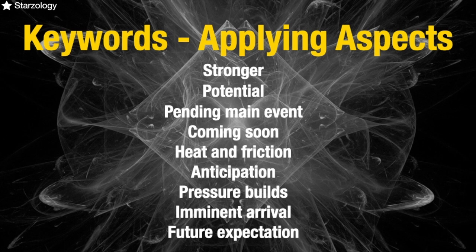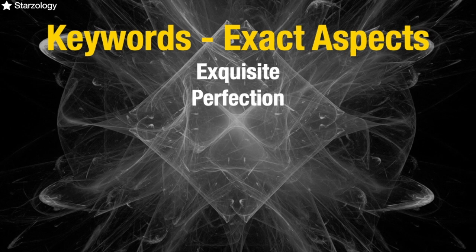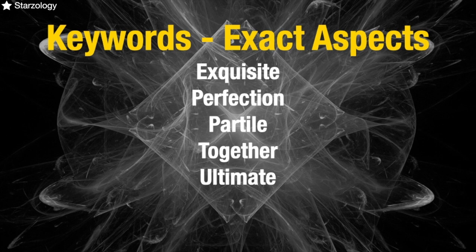and they are more dynamic than separating aspects because the aspect has yet to perfect its actual position. So some keywords for exact aspects, which are those that are 0 degrees, 0 minutes. They are exactly in orb. And to be honest, you virtually never come across these, but specifically, if you do have exact aspects, the keywords here are exquisite, perfection, partile, together, ultimate, fleeting, and release.